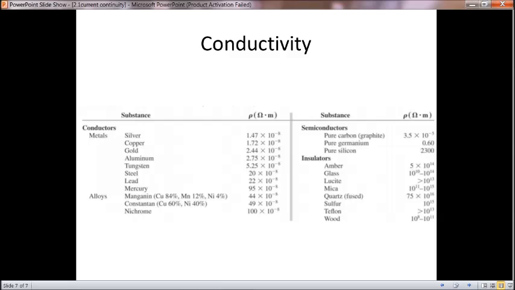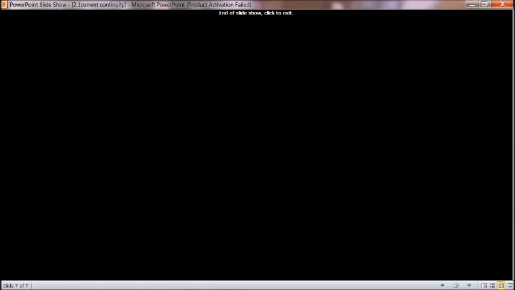Whenever you look at conductivity, in the last slide we have seen resistivity. Comparing metal, semiconductor and insulator, for conductors the resistivity is very low. For semiconductors it is a minimal value. For insulators it is very much higher. So this is the difference between metal, semiconductor and insulator. Thank you.